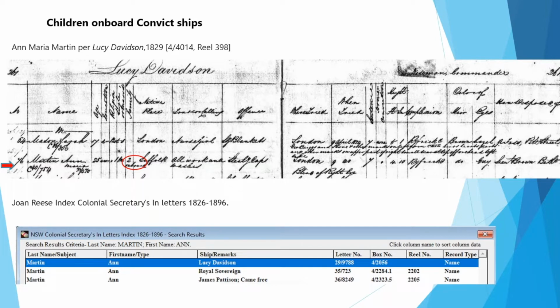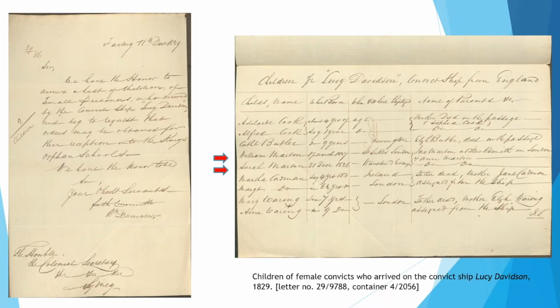So looking at what that letter is, it is indeed about the children that came out on that convict ship. So this is sent from the female factory, and it said, "We have the honour to provide a list of the children of female prisoners who arrived by the convict ship Lucy Davidson and beg to request that orders may be obtained for their reception into the King's Orphan School." So that was the other thing. The children that did come out with their convict mothers were usually put into orphanages when they arrived. But with this particular record, we get a list of the children.